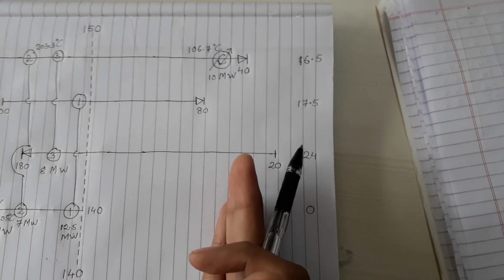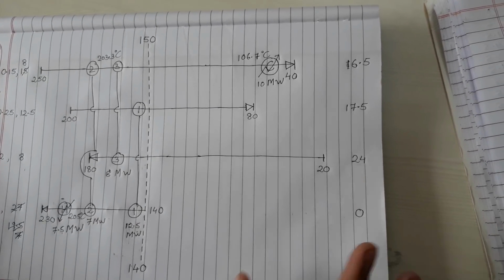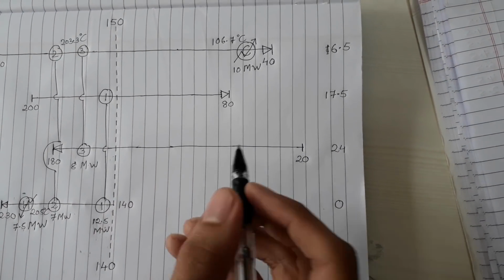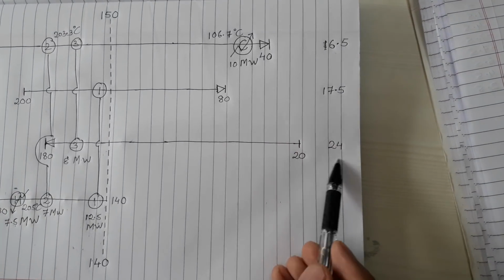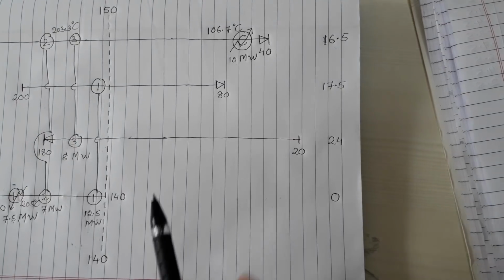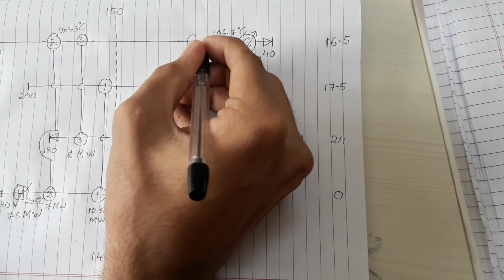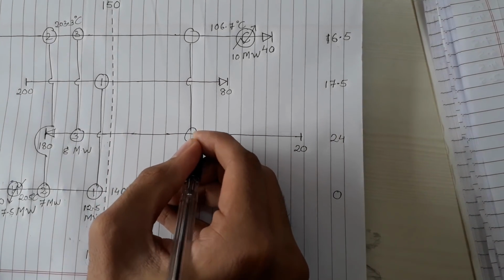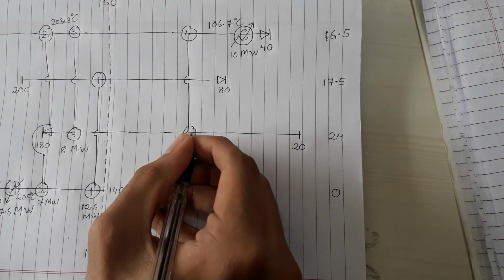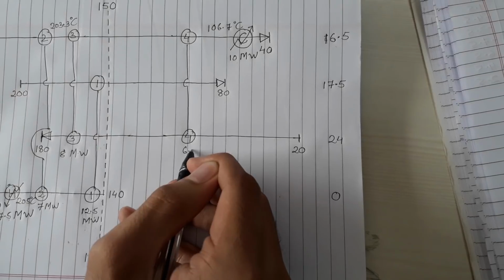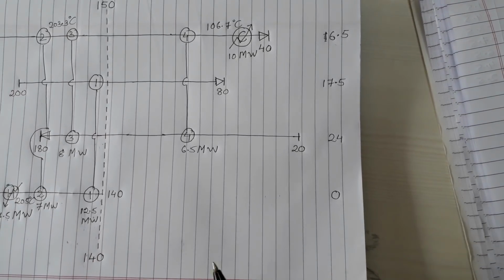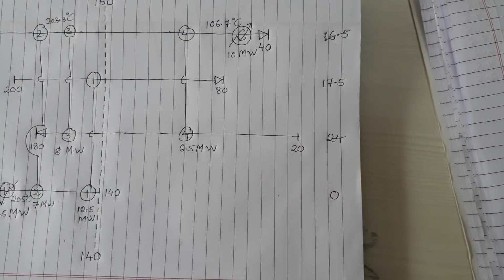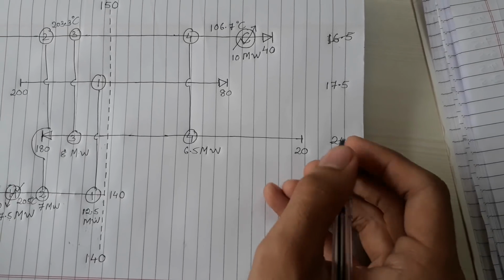Now we come to the right hand side of the pinch. Here, the first heat exchanger that we provide is between stream number 3 and stream number 1. The capacity here was 6.5 and here it was 25. So the heat exchanger would be of 6.5 megawatt. Now this stream gets fulfilled. Here 24 minus 6.5, the deficit in this stream, is 17.5.